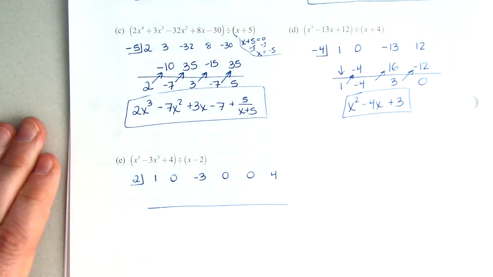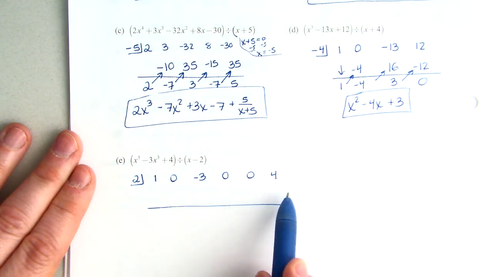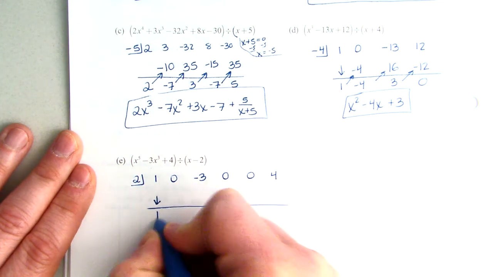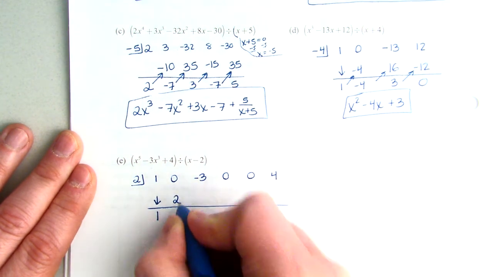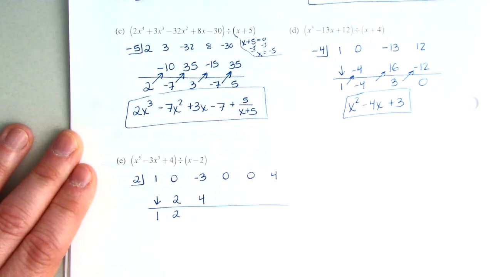Okay, here we go. I think this problem would have taken a pretty long time by long division, but I bet with synthetic I can get this done in about 15 to 20 seconds. Here we go. Down 1. Up 1 times 2, 2. Down 2. Up 2 times 2, 4. Down negative 3 plus 4, 1.